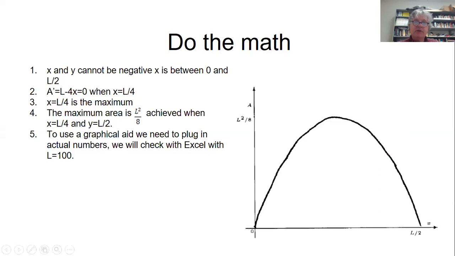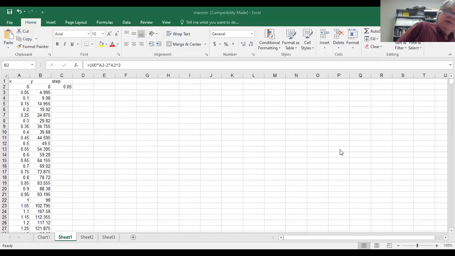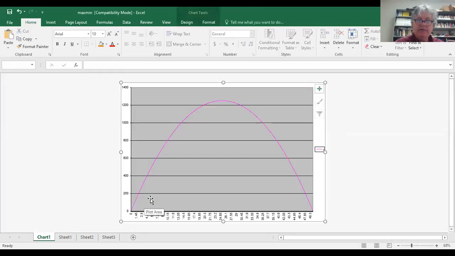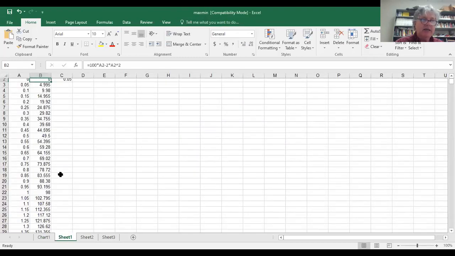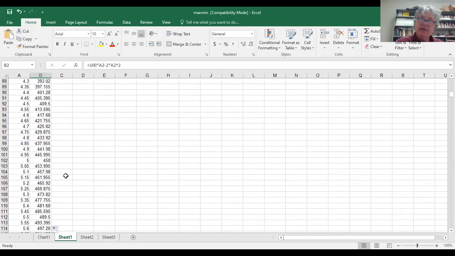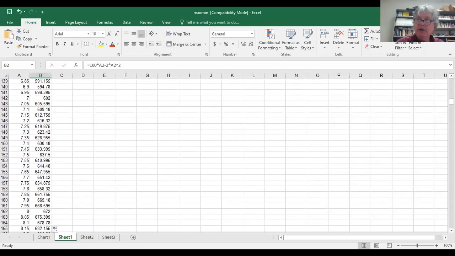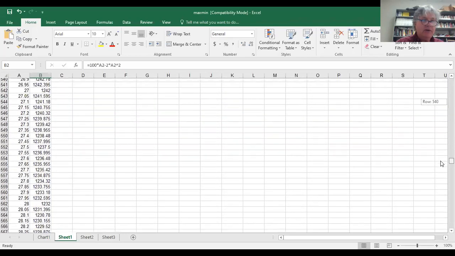To use some sort of graphical aid, you need actual numbers. You can't actually work with L. So let's go and check Excel using L equals 100. Okay, here's an Excel file. It's the min-max file that I've edited for this particular problem. If you click on it, you see it's 100x minus 2x squared. And there's the graph. We see it's at the midway point. So if L is 100, x is 25. That's 100 divided by 4. So we can go and we can find 25.